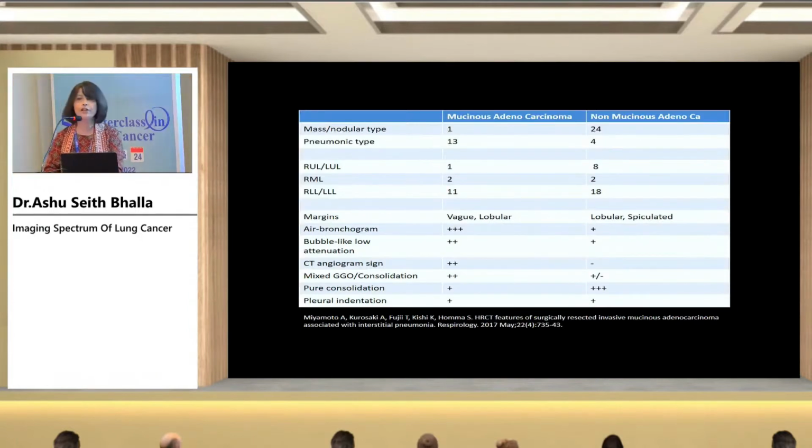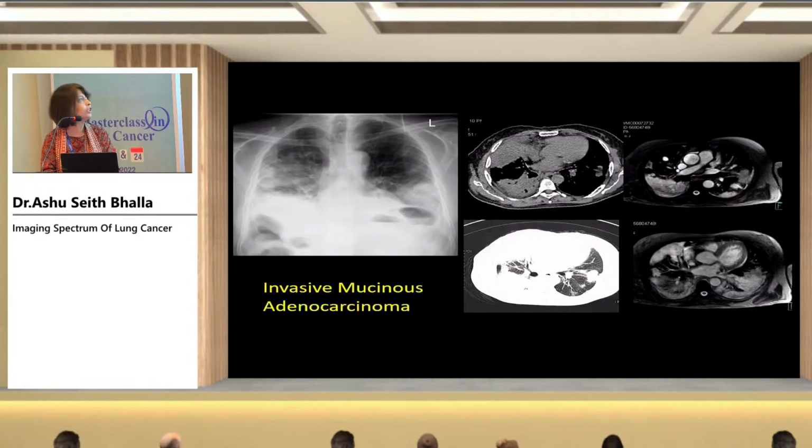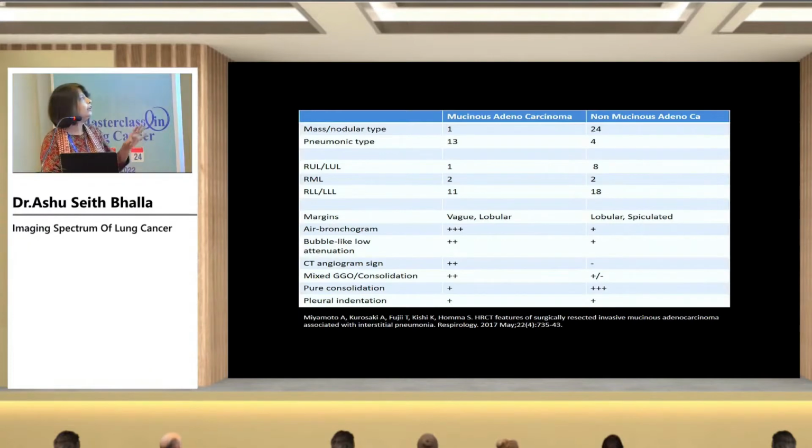So the next differentiation that you can do is mucinous versus non-mucinous. The differentiating points of mucinous versus non-mucinous are air bronchograms, bubble lucency, and the CT angiogram sign. If you see in the previous patient I showed you, this is a non-contrast scan. If you do contrast enhancement, these consolidations are very low density and the CT angiogram sign really shines out amongst them. So this pattern of mucinous is also very easily predicted on imaging.